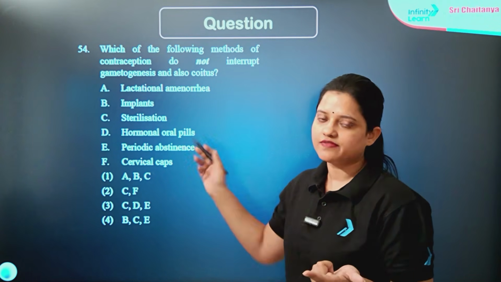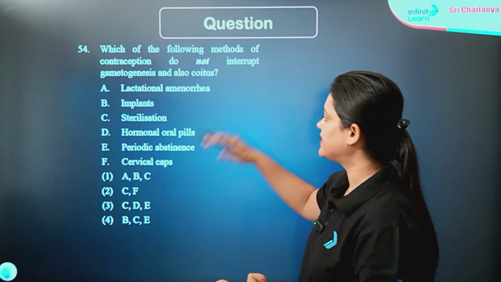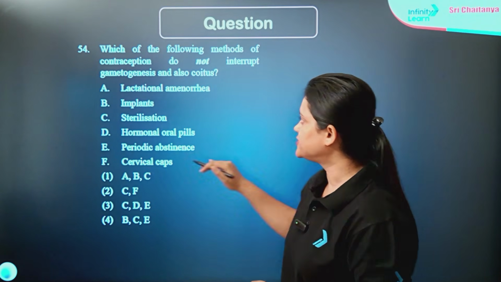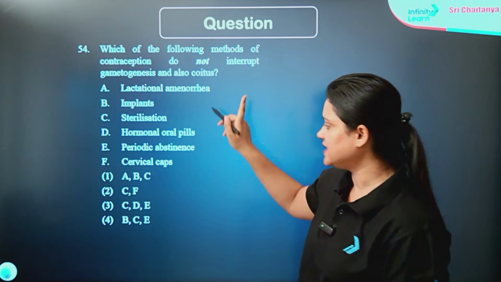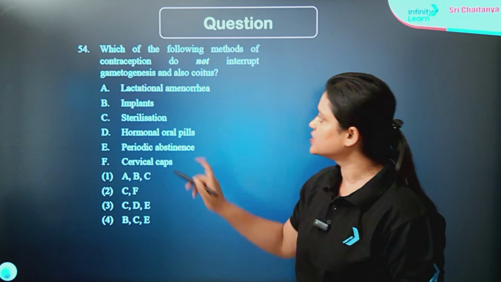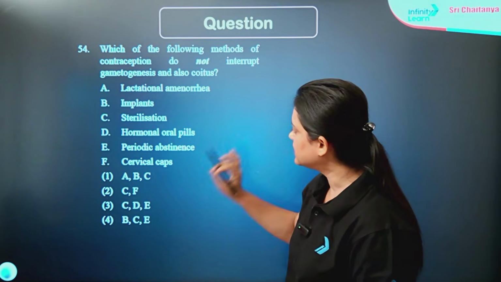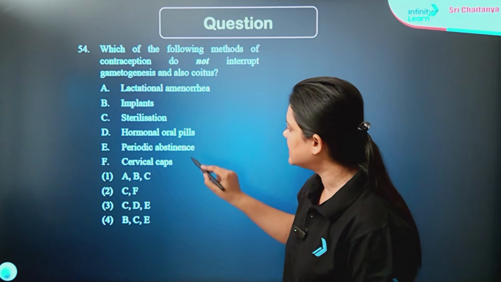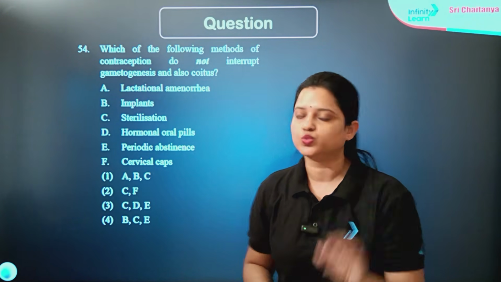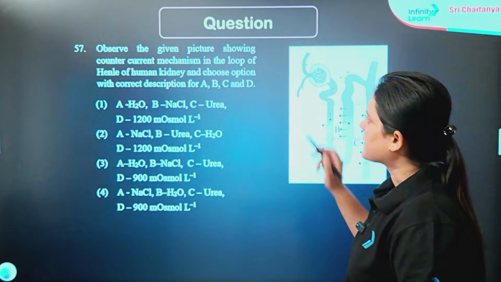Oral pills have estrogen, progesterone. Definitely, it will affect gametogenesis. Periodic abstinence will affect coitus, right? Cervical cap is a barrier, so it will not interrupt gametogenesis and coitus. So answer should be only sterilization C and F. C and F. So answer is 2. Got it? Come on. Next question.